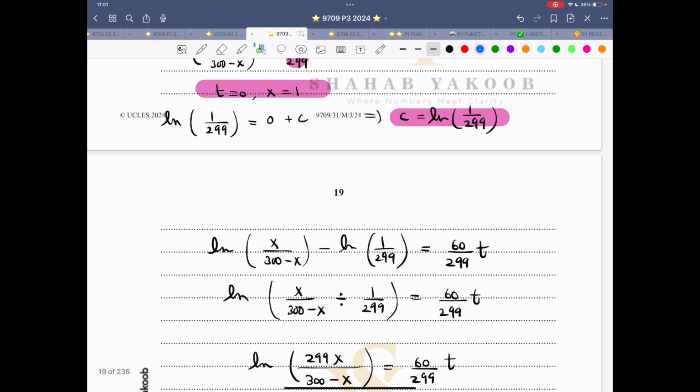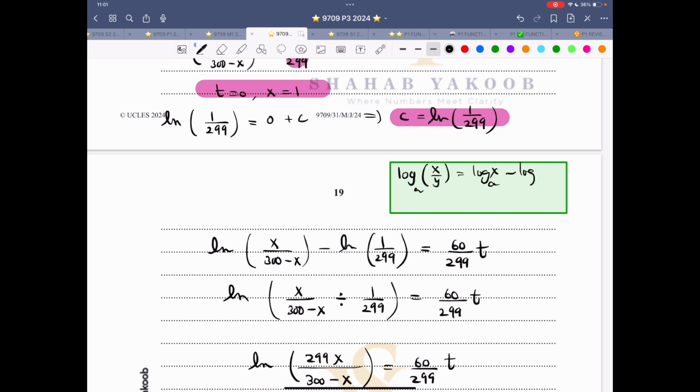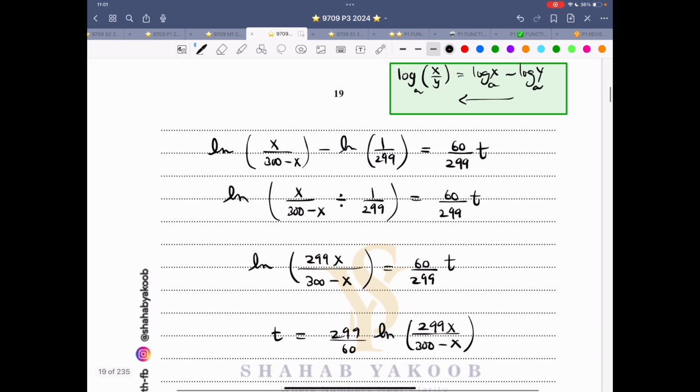Now, which rule of logarithms have I used over here? Let me write it down. So log x base a, yeah, let me write it like this. Log of x over y base a, that is log x base a minus log y base a. So basically, I have gone in this direction. So now there are two terms over here. The first term is x over 300 minus x.